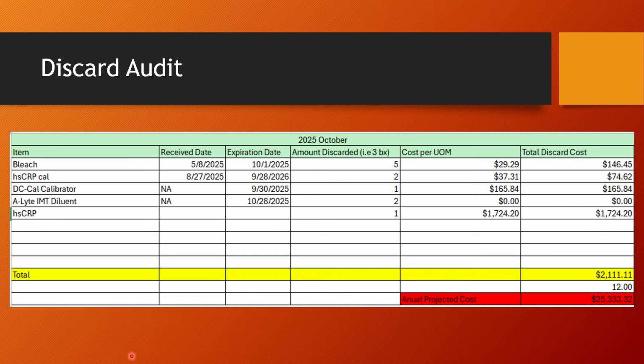For the month of October, we conducted an audit of supplies that were discarded due to being past expiration, meaning that they just remained on the shelf and had not been utilized in our testing, and this ultimately is leading to sunk costs. As you can see in the October audit, there were $2,000 of sunk costs of reagents. If projected on an annual basis, this results in sunk costs of about $25,000. This is a significant cost concern for the department, and this is what we are looking to address.